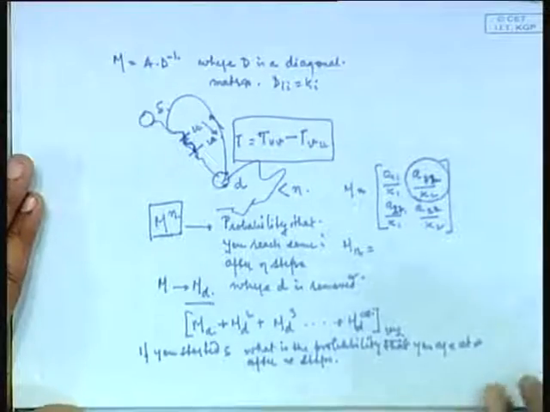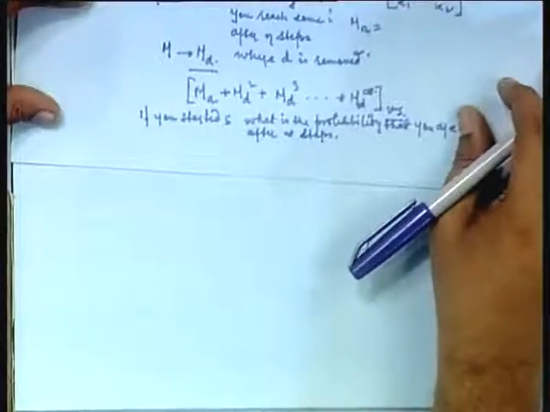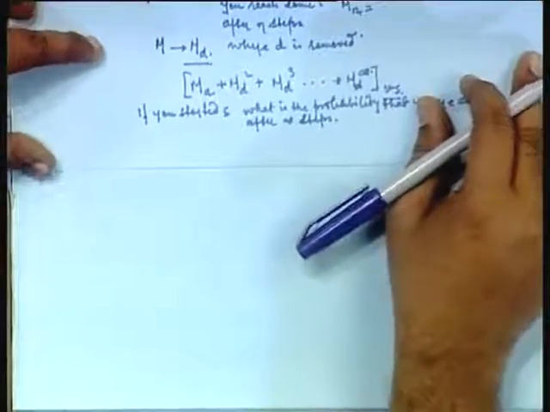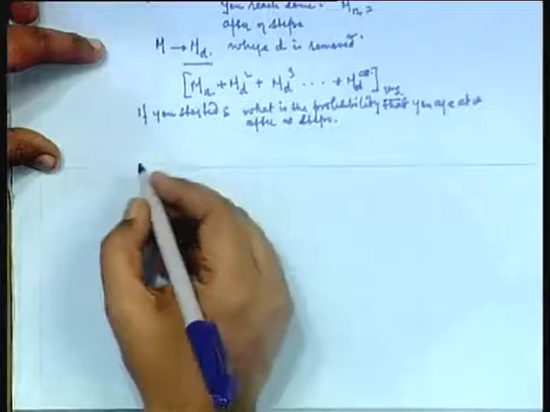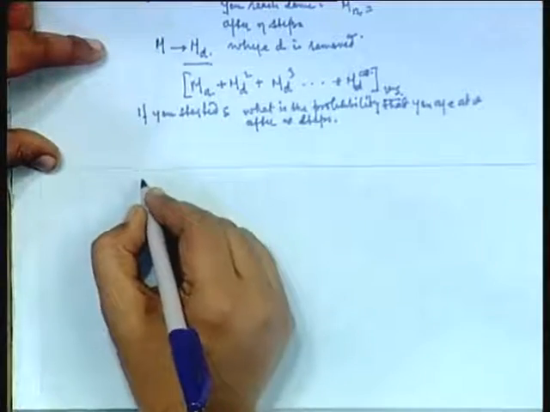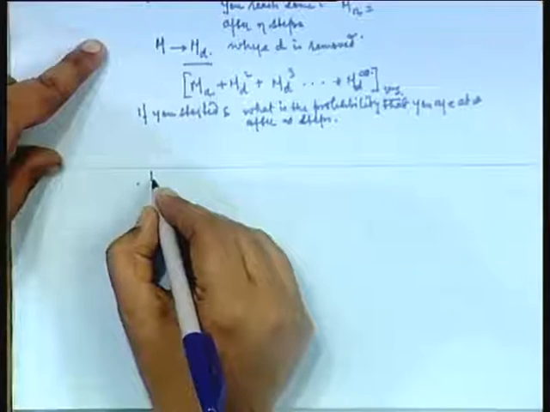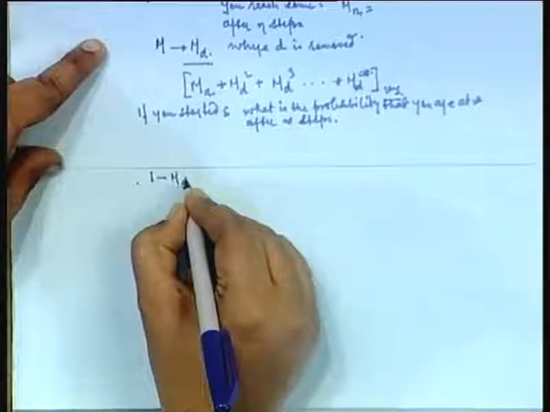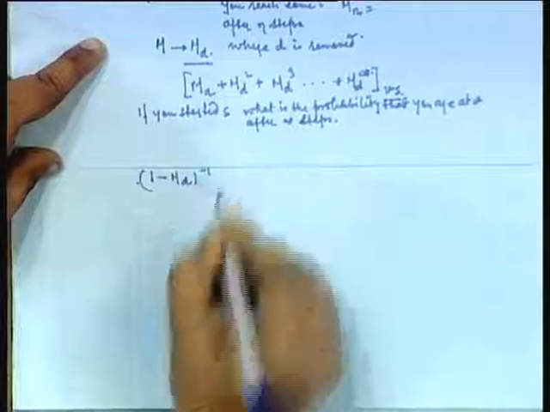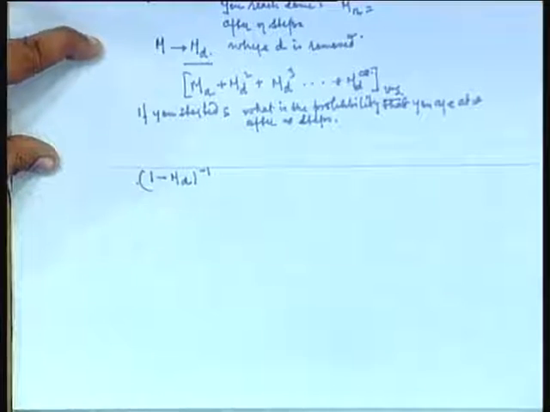Okay, so now this can be simply written as, this is a simple expression. What can it be written as? 1 minus m d, minus 1. This is an infinite series. So, an infinite series can be written like that, no problem.